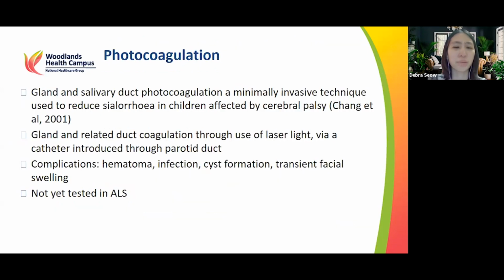There's also this very small study about gland and salivary duct photocoagulation, which is a minimally invasive technique that was used to reduce sialorrhea in children affected by cerebral palsy. So it's using laser light via a catheter introduced through the parotid duct, but it has not been tested in ALS. So it's something to think about, but it has not been tested in ALS previously.